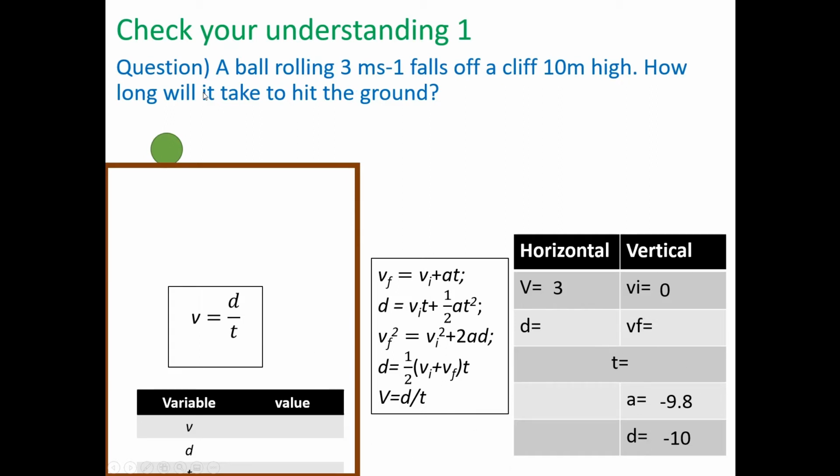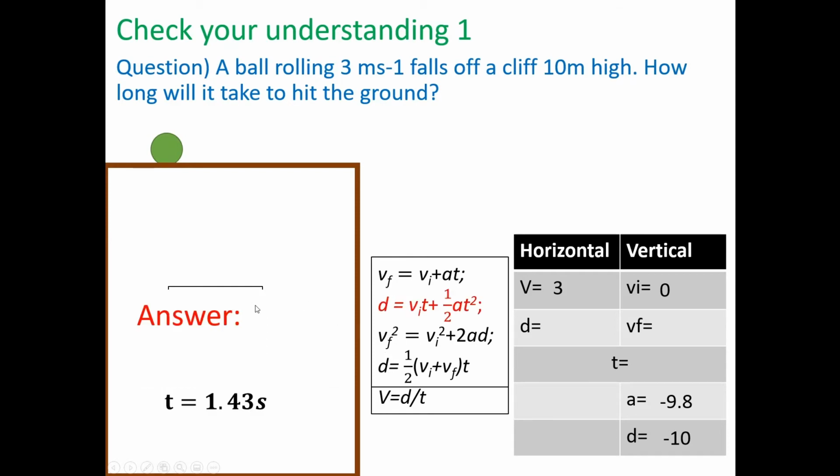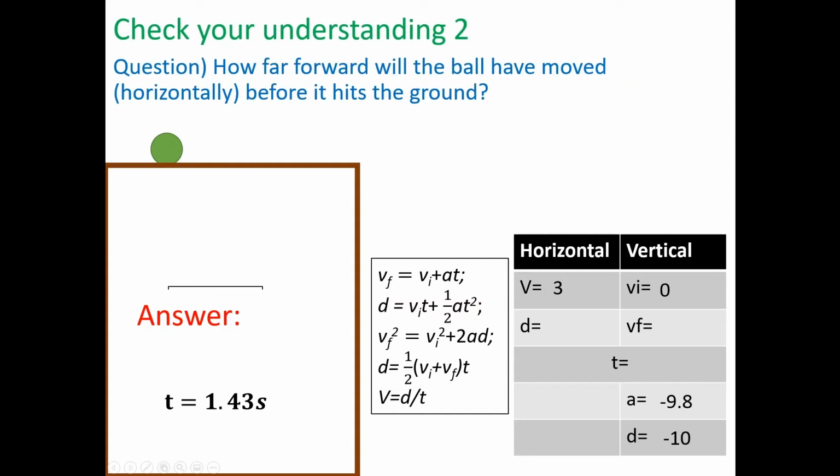So what we want to find is how long it will take, which is time. But we do not know VF. So the same way we did last time, we have to rule out this equation, and this equation. So we must use D equals VIT plus 1/2 AT squared. Using this equation, we can find that the time is 1.43 seconds. So we need to add this to our table. Make sure you do this before we move on to the next question.